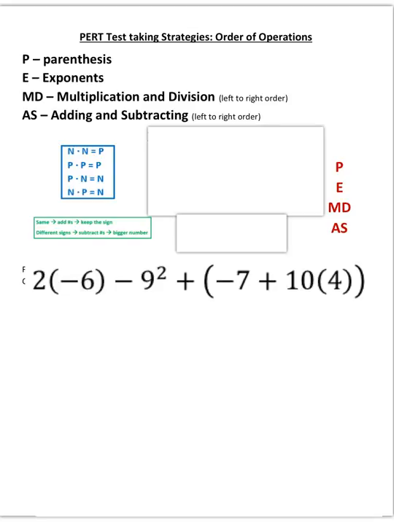Welcome to PERT Test Taking Strategies Order of Operations. I'm going to be referencing blue rules and green rules, and if you're unfamiliar with what that means, then you should probably watch Adding and Subtracting, Multiplying and Dividing with Integers video before this one.